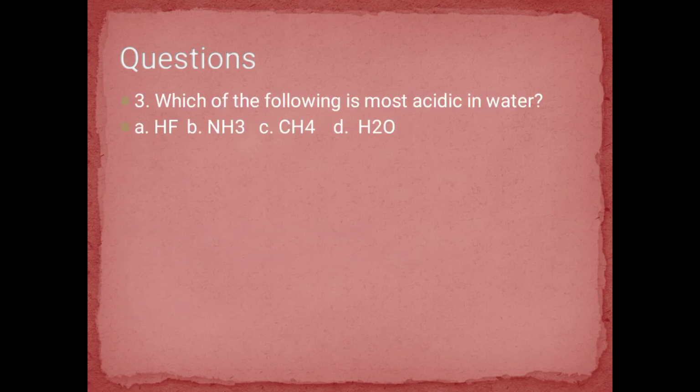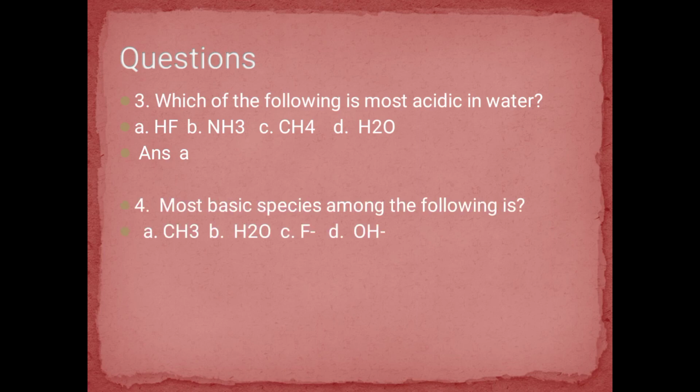Next, which of the following is most acidic in water? Which is the most acidic? It's HF, because it easily releases the proton which it has. It breaks into H+ and F-. Now the most basic species among the following is, so to say most basic, it must have either a lone pair or it must be electron rich. So there it is, CH3-.